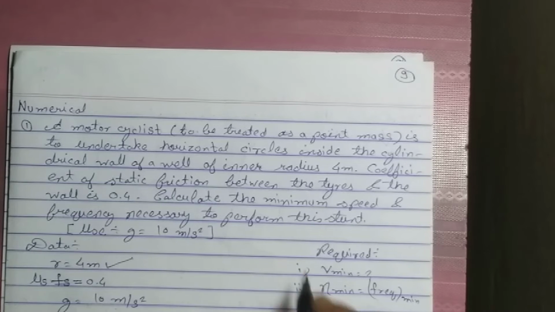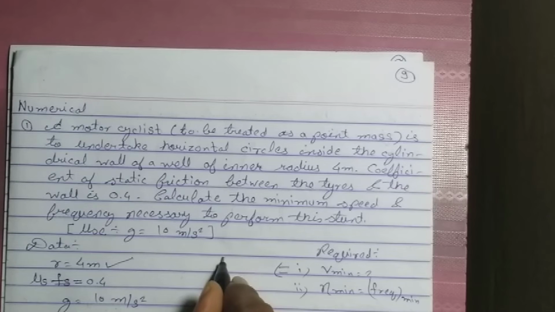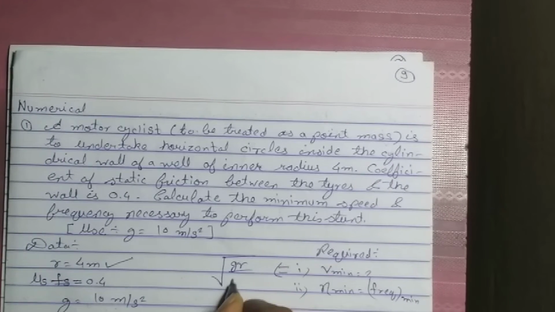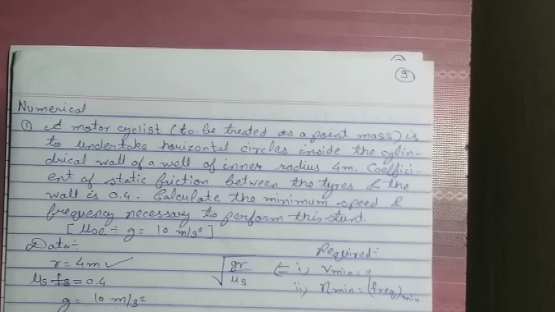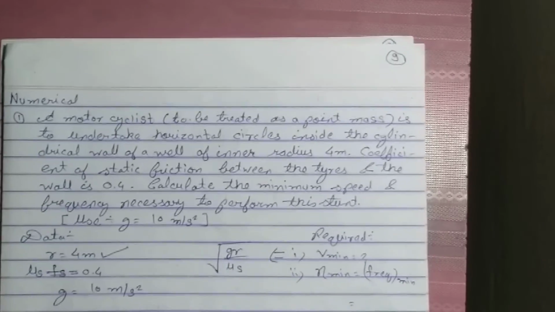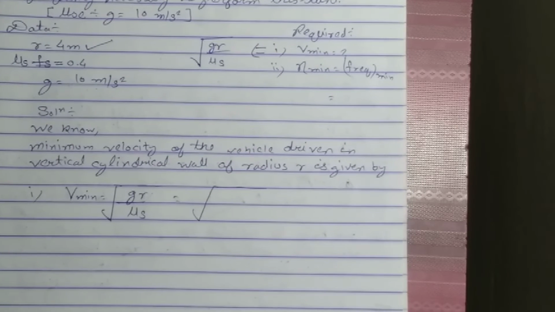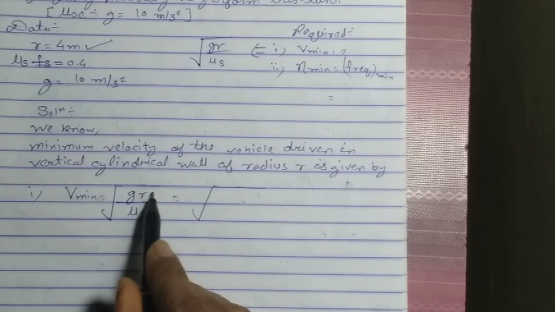Students, what is the formula for v min? We know that the formula for v min is given by under root of gr upon the coefficient of static friction. So students, we have the value of g, the value of r, and the value of mu. We will substitute into the formula and we can find it easily. So the minimum velocity of the vehicle driven in a vertical cylindrical wall of radius r is given by this formula, under root of gr upon mu s.